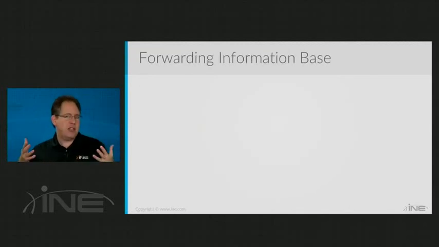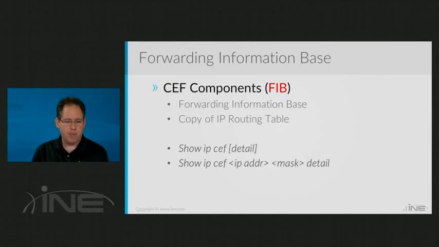So to understand Cisco Express Forwarding, we have to understand the types of tables that it uses, how those tables are populated, and what their names are. So there's two primary tables you need to be aware of for Cisco Express Forwarding. The first one is what's called the Forwarding Information Base, or the FIB table. So the Forwarding Information Base is sort of like a copy of the IP routing table, but it doesn't have everything that the IP routing table has.